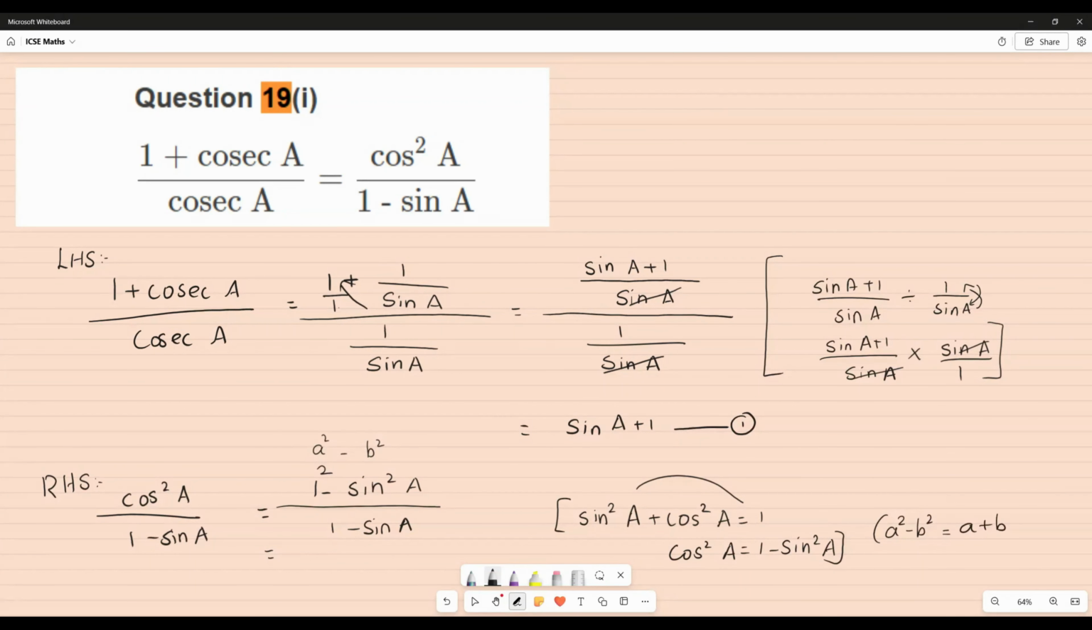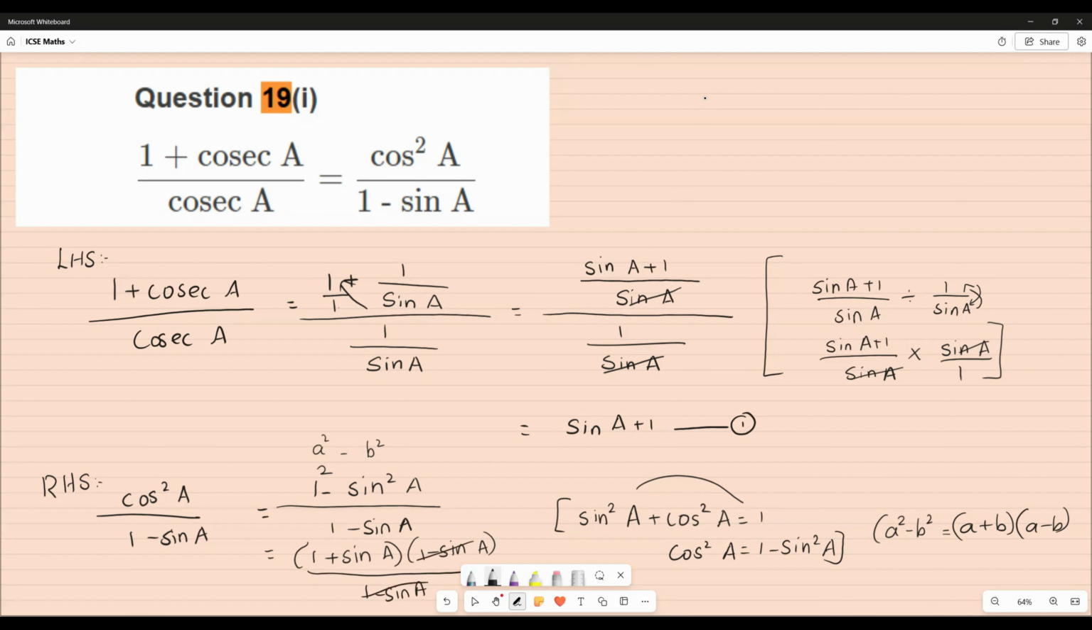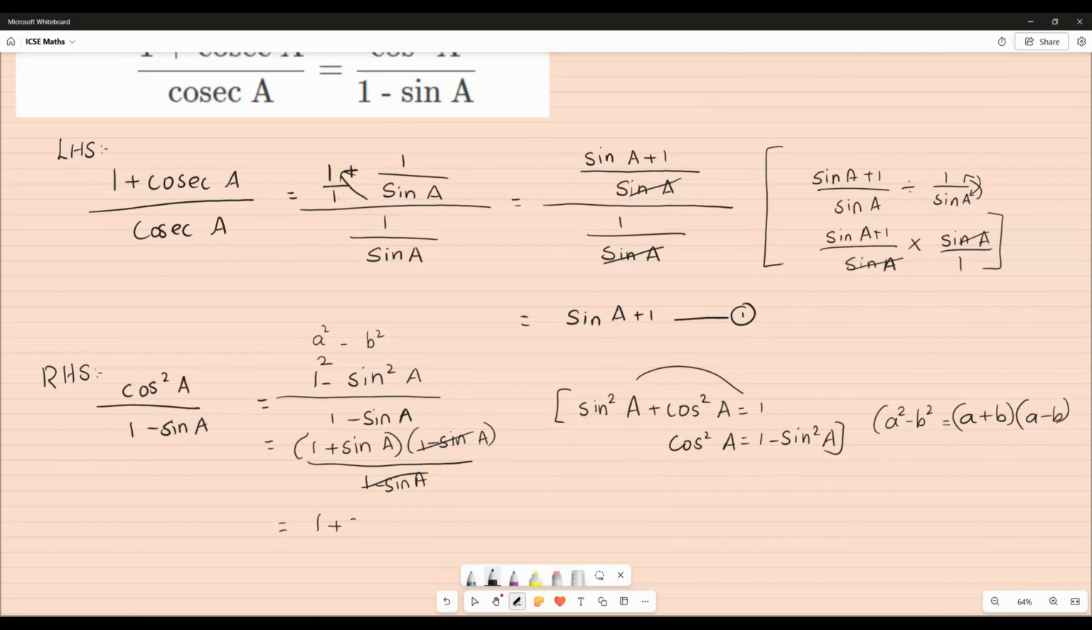That is A plus B into A minus B. In A's place I have 1, so I write 1 plus sin A, and A minus B is 1 minus sin A, divided by 1 minus sin A. So 1 minus sin A cancels, and the remaining is 1 plus sin A. Keep it as 2. From 1 and 2, LHS and RHS are equal. So this is a sum where you have to prove both the sides separately and see that both sides come out equal.